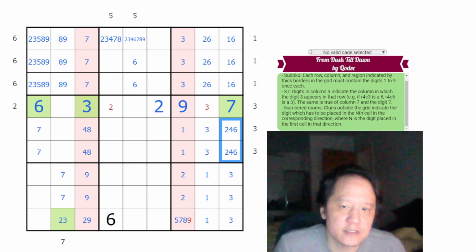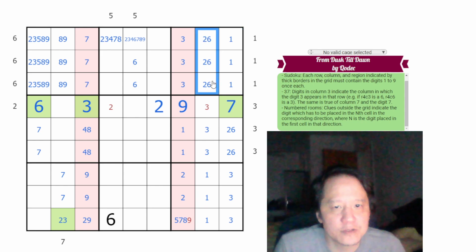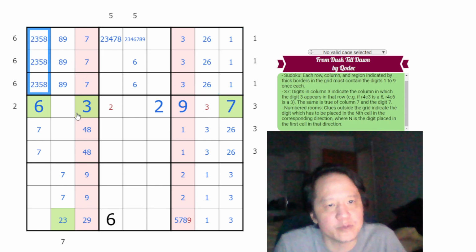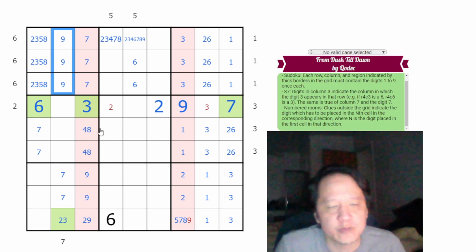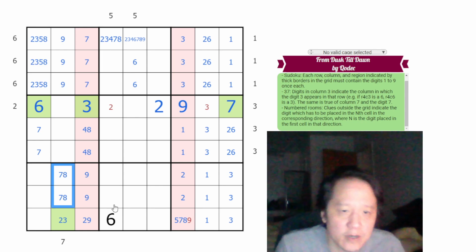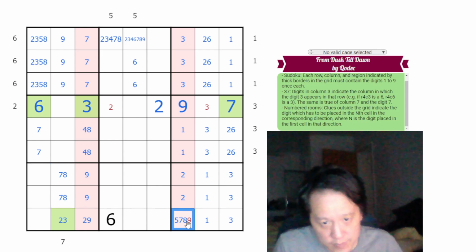So this has to be 2 and 6. So this can't be 6. So we know the 6 is here, which means that this has to be 8. So this has to be 9. So this has to be a 7, 8 pair here. This can't be 9.